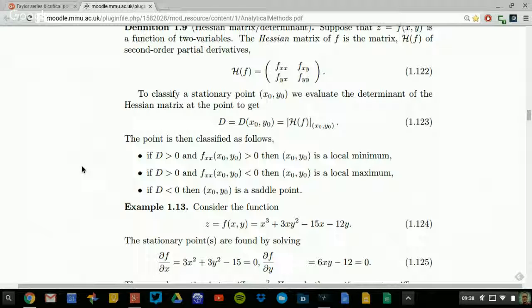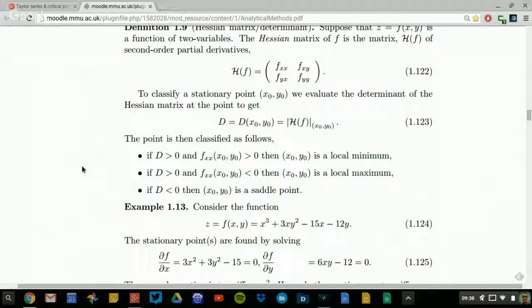And if it comes out positive, you then have to go and check the value of, well, it's written here, you can check fxx, the second order x derivative. You can also check the second order y derivative. That will display the same behavior. You check the sign of that. If the second order x derivative is positive, then the stationary point is going to be a local minimum. And if it is negative, then the stationary point is going to be a local maximum.